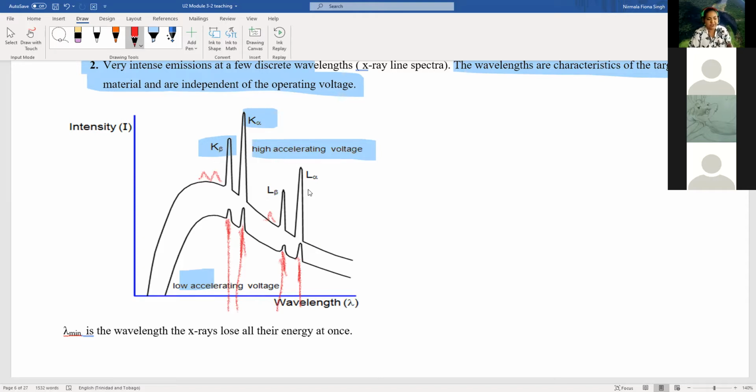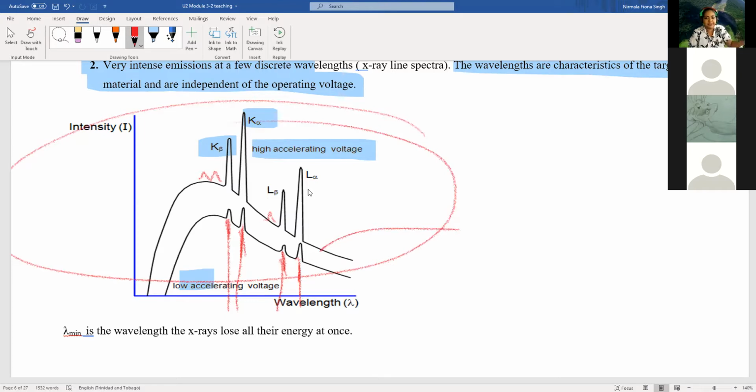Usually in this question, or when you have exams, all they're going to ask you to do is to explain this graph. One, explain the continuous graph. The continuous graph is just simply the X-rays being produced by the machine or by the process. And the peaks here are indicative of the metal being used to create your X-rays.